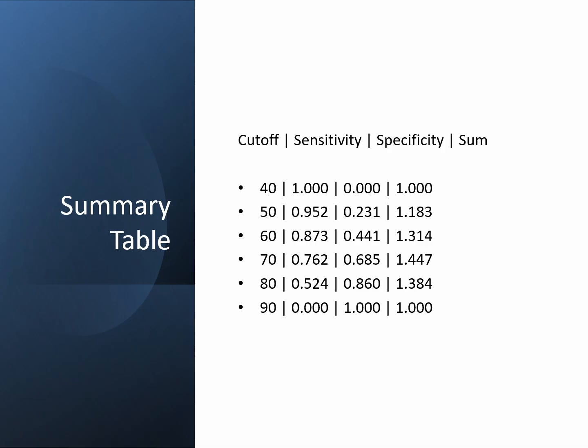This summary table compares all cutoff values. The largest value of sensitivity plus specificity occurs at age 70, with a total of 1.447. This indicates the best predictive balance.